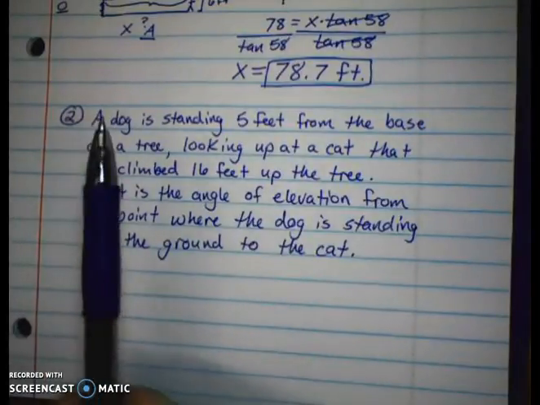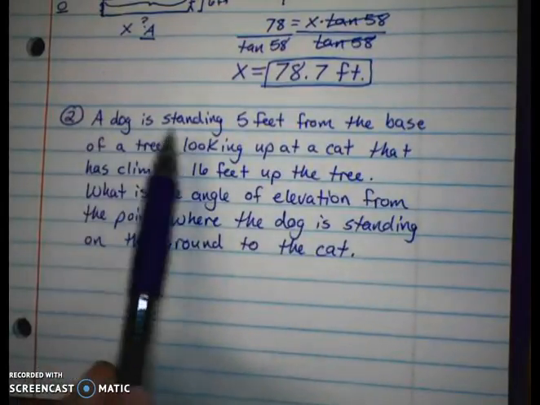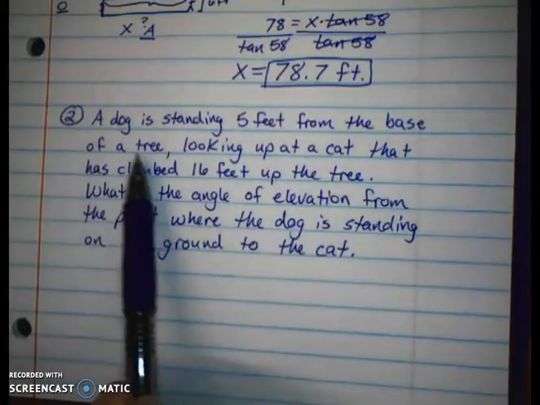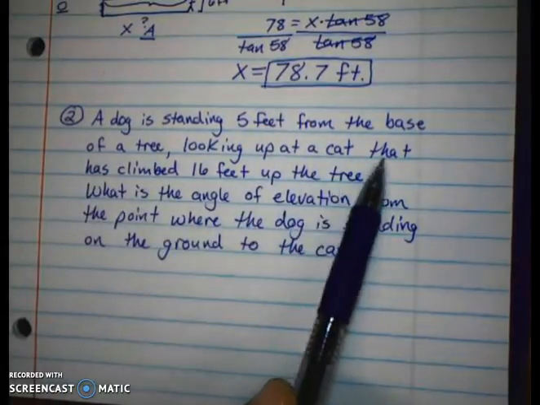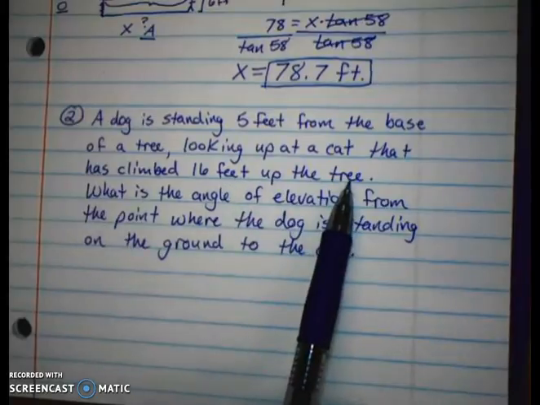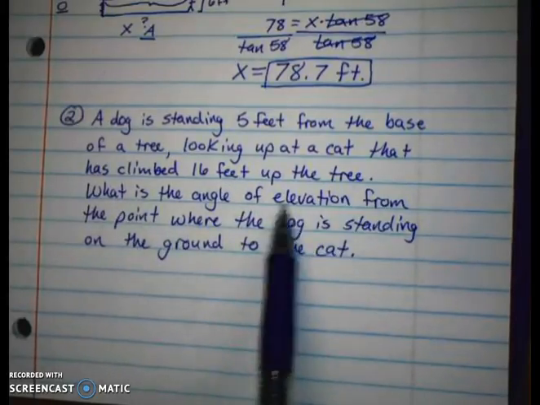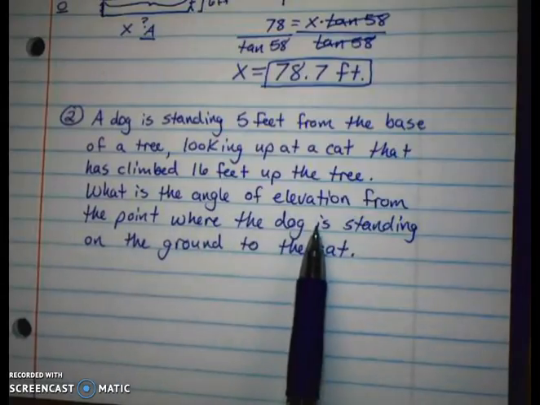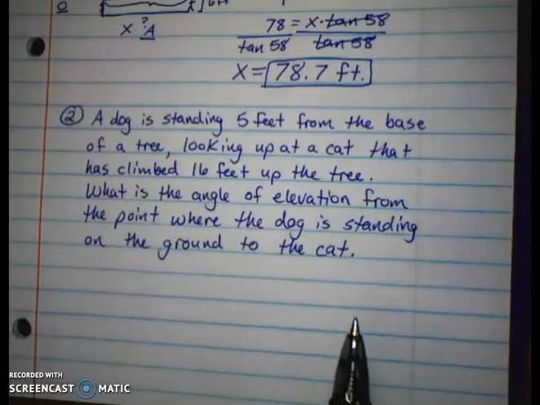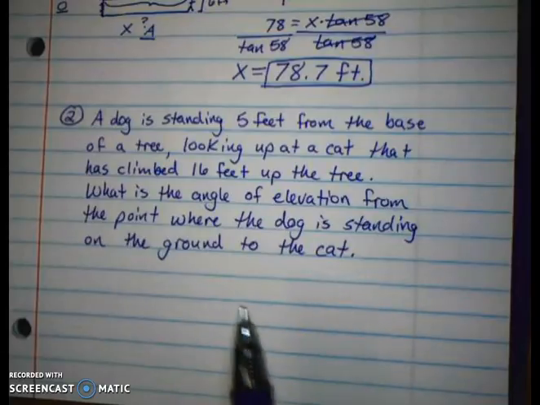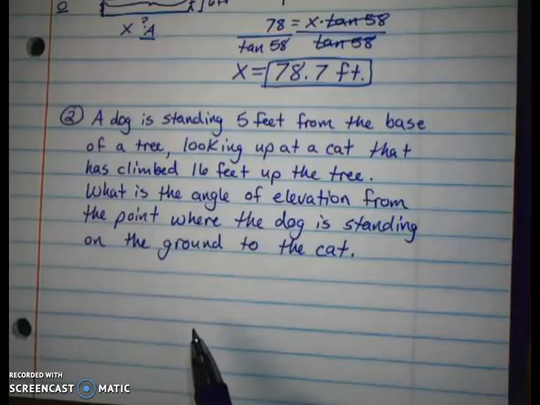All right, in this example, we have a dog that is standing 5 feet from the base of a tree, looking up at a cat that has climbed 16 feet up the tree. What is the angle of elevation from the point where the dog is standing on the ground to the cat? Now pause the video if you need to copy this down, but then I'm going to have you draw the following picture to go along with this.